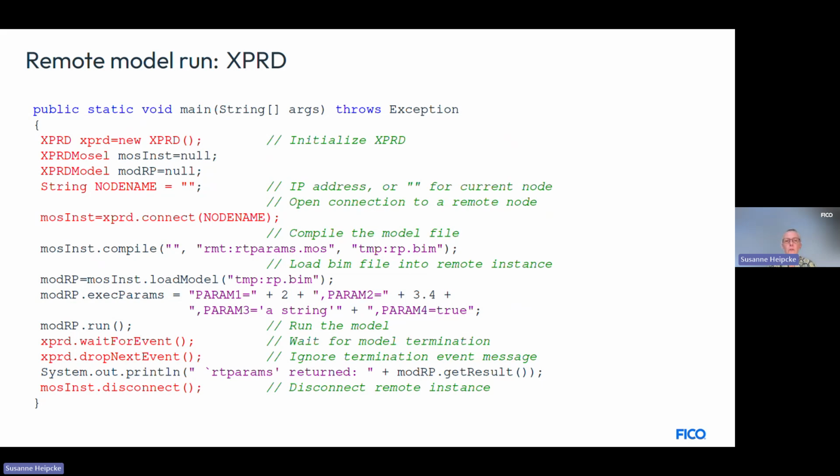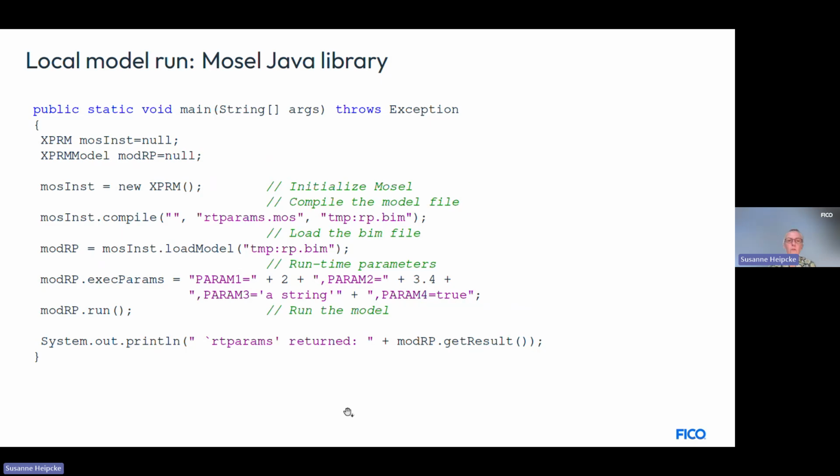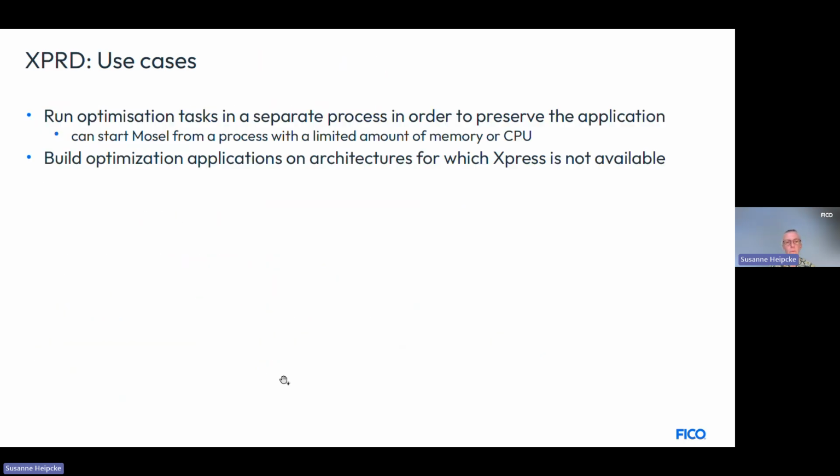This is actually a technology that underlies Xpress Insight. So Xpress Insight is using XPRD Java to control the execution of Mosel models. This is not to be confused with the standard Mosel Java API. So here we have XPRM. This library is part of the standard Xpress installation. Well, we have compile, load, run, but you see there's no wait, because here we are not running concurrently, we just wait for the run to terminate before our Java program goes on. So that is not the topic of today's call at all. This is just standard embedding of Mosel models into Java.